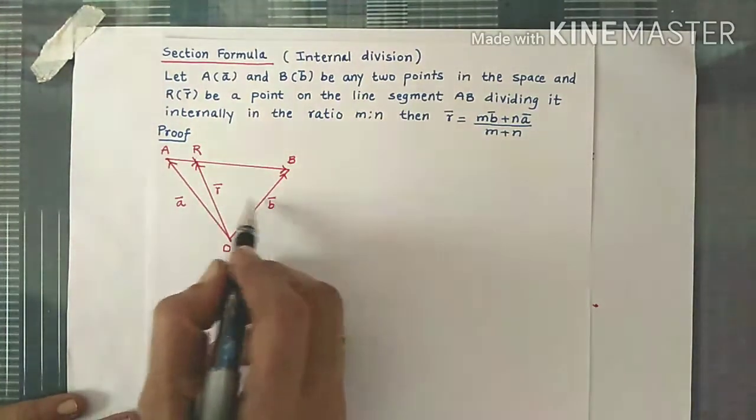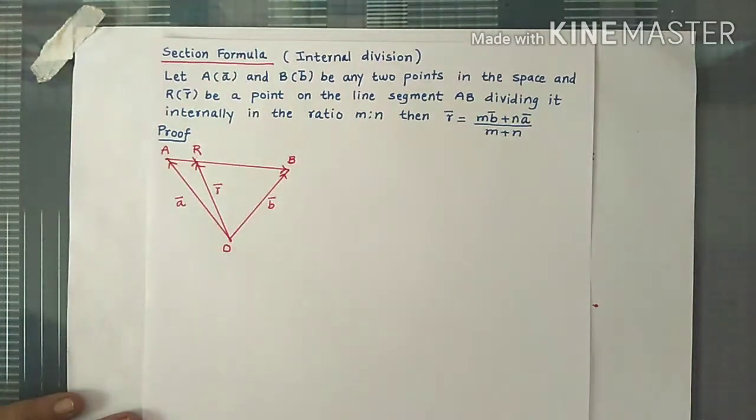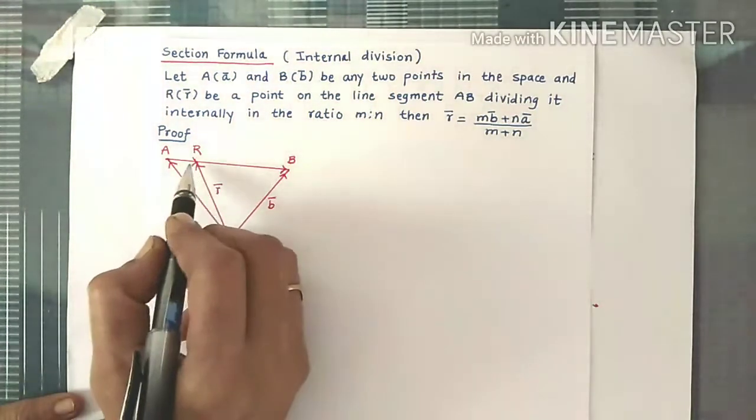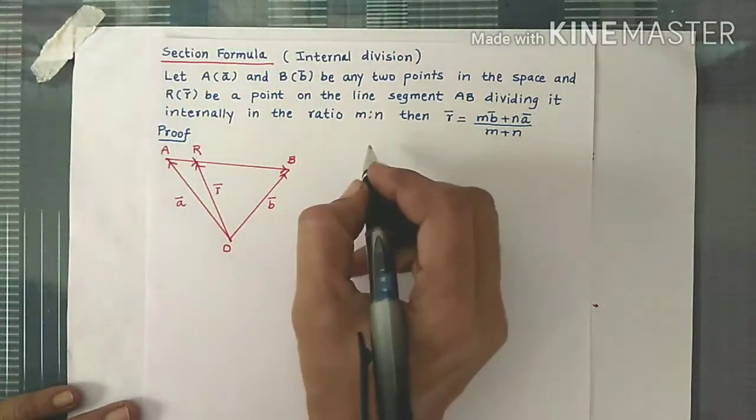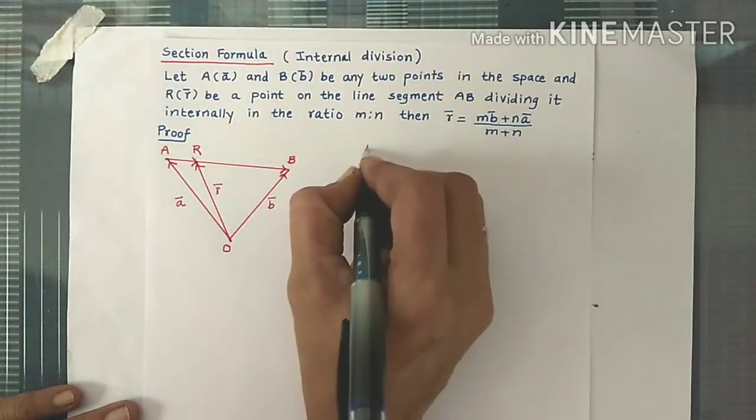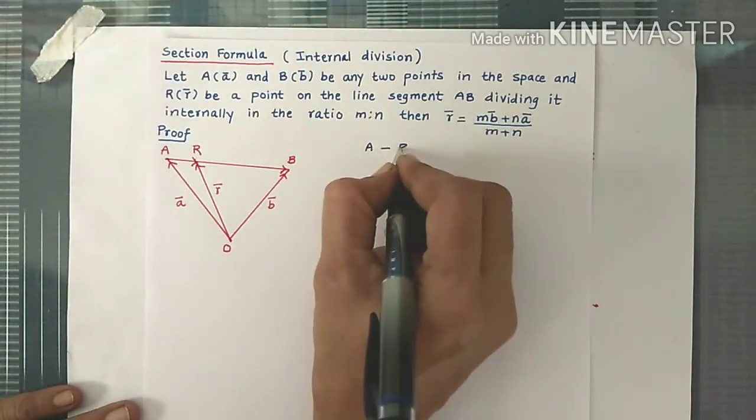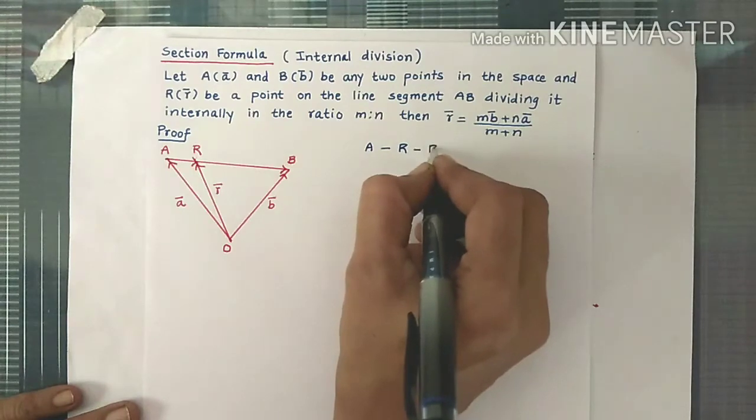So a bar, b bar and r bar are position vectors of points A, B and R. As R divides AB internally in the ratio m as to n, so we have A, then we have point R, and then we have point B.